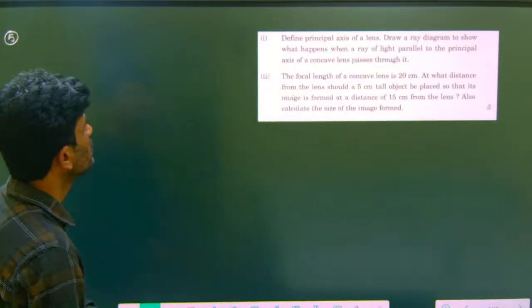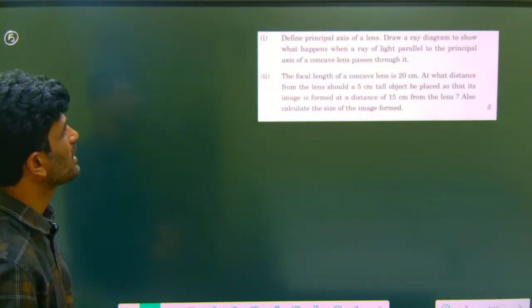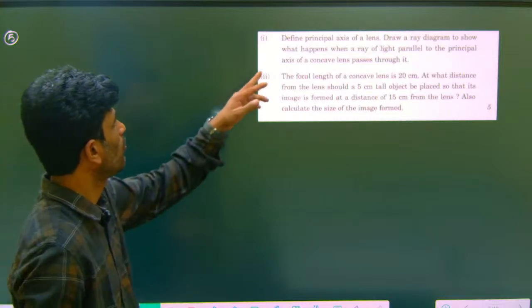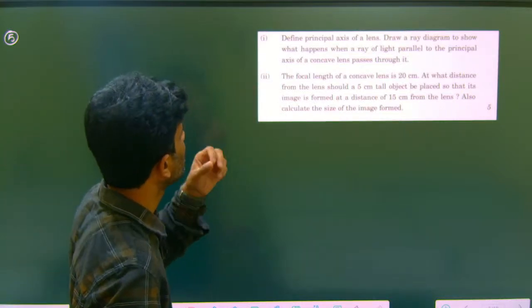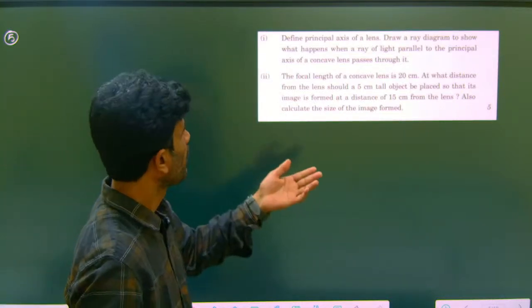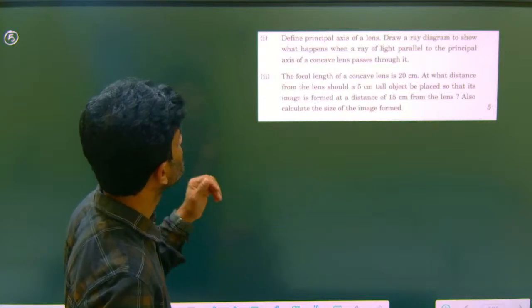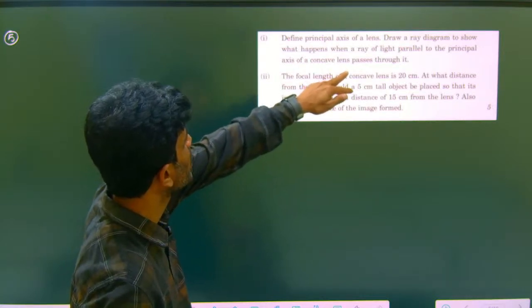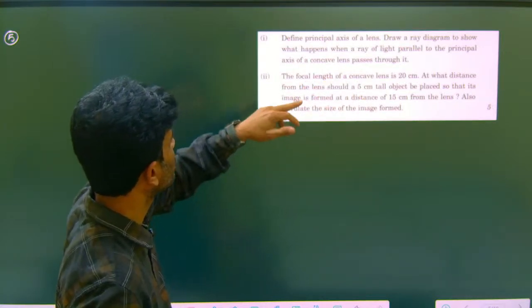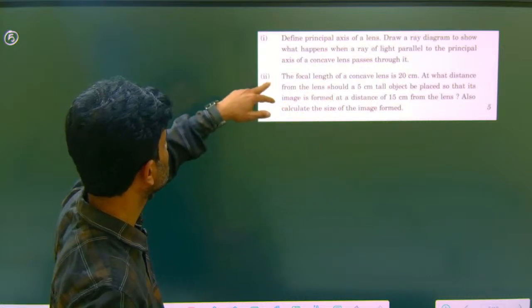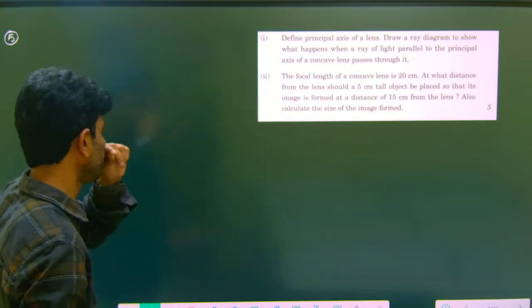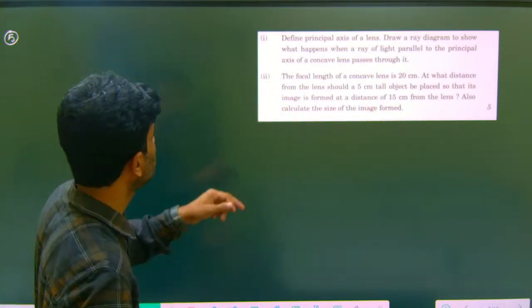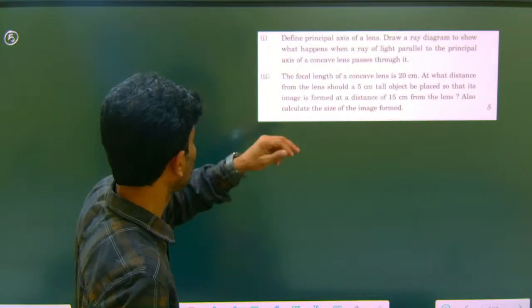Now the next question, define principal axis of the lens. Hope you know what a principal axis is. A line which joins the optical center and the principal focus will be called the principal axis. Draw a ray diagram to show what happens when a ray of light parallel to the principal axis falls on a concave lens. We have drawn already in the previous problem. Now we have to find out the focal length.